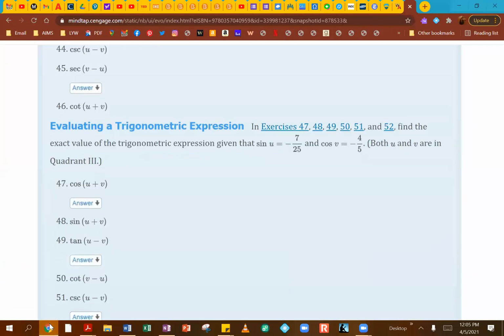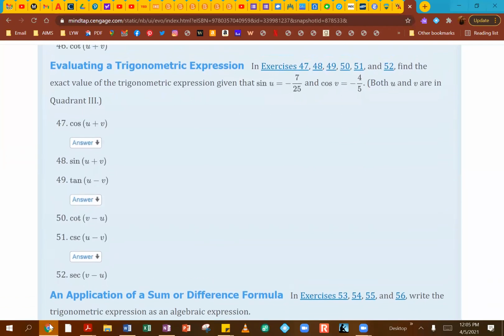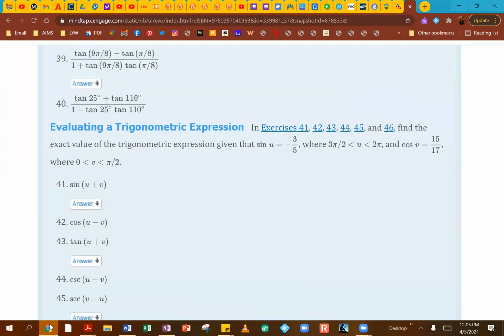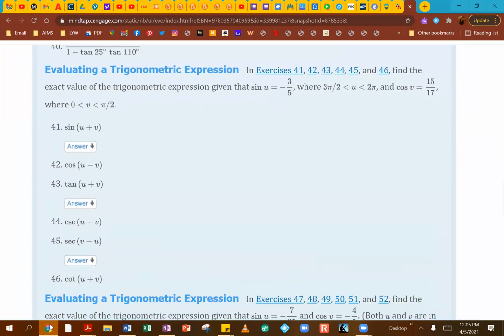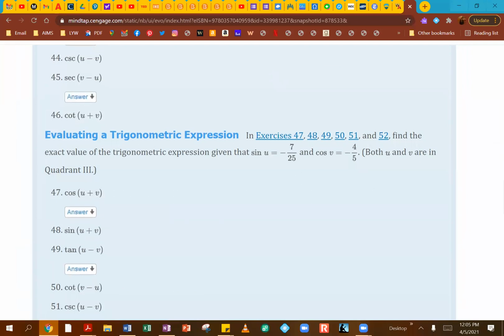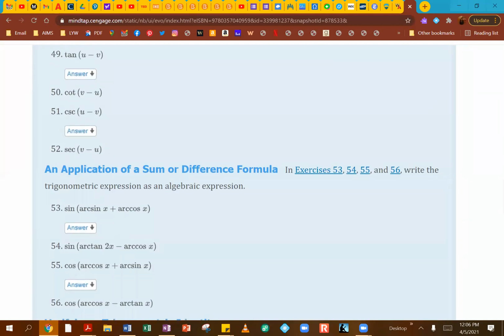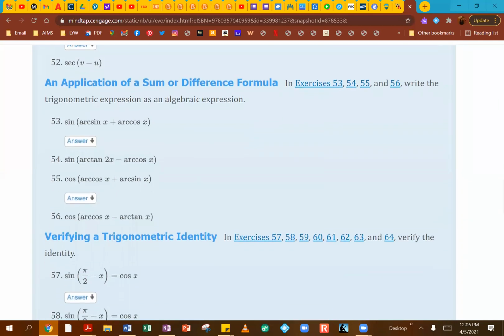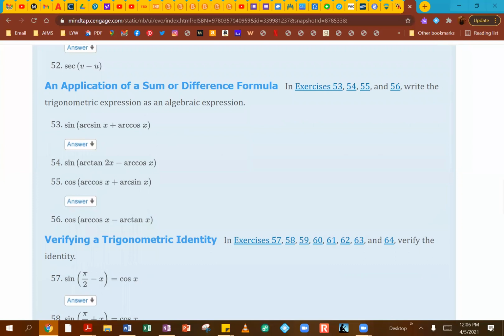Another type of example that we have. This one actually is similar, and that's the reason why I'm not doing any examples from here. It's exactly the same thing. The only difference is, instead of telling you where your angle falls like they did here with the U and V, they basically tell you both angles are in quadrant 3. So they're both going to be in quadrant 3, but other than that, your process will be exactly the same. So you guys can kind of work through that.